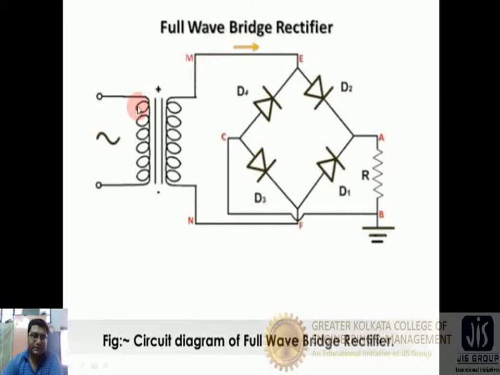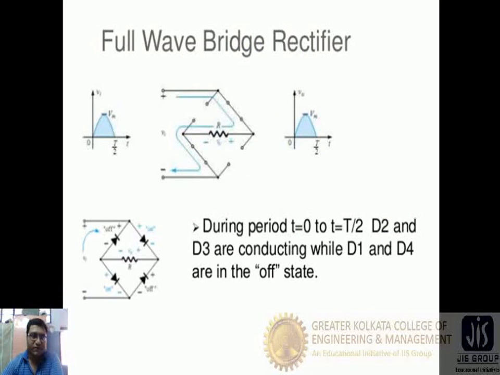So it is an AC signal. Sometimes it is positive, sometimes negative, and in the opposite direction it is negative, then positive. So the M point and N point will alter their polarity accordingly. So let us understand how this bridge rectifier works. This is the first case, when a positive peak is there for the input signal.